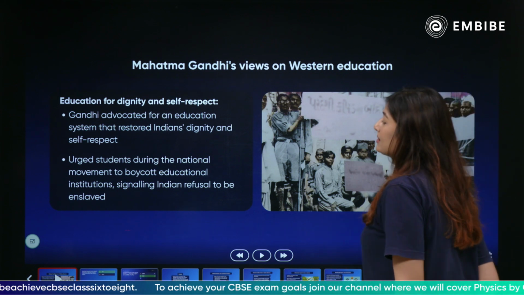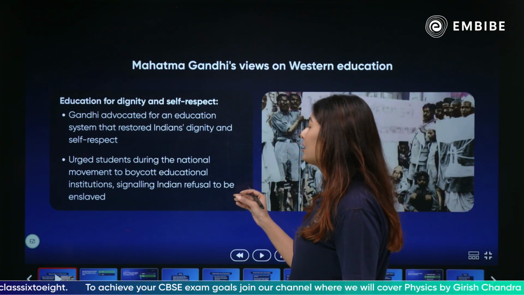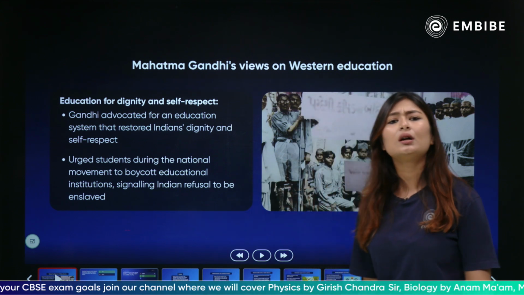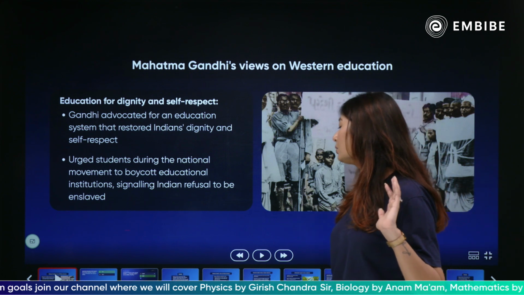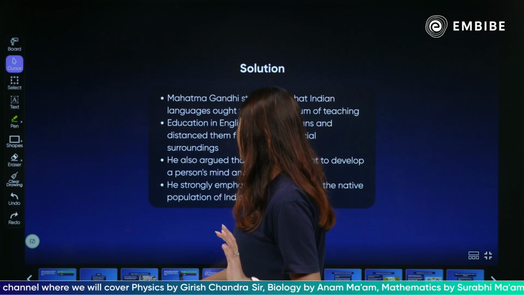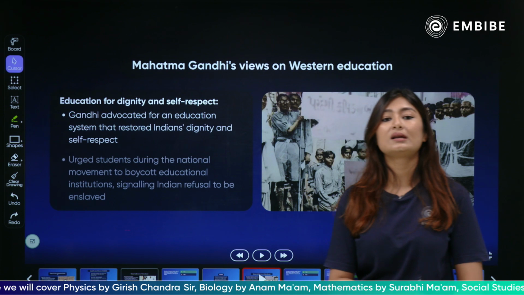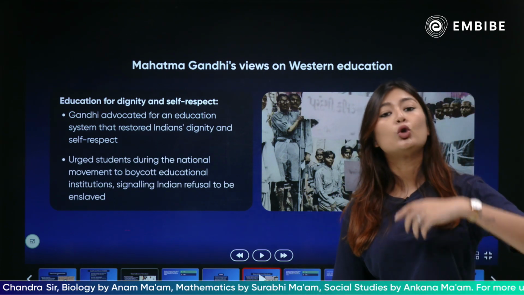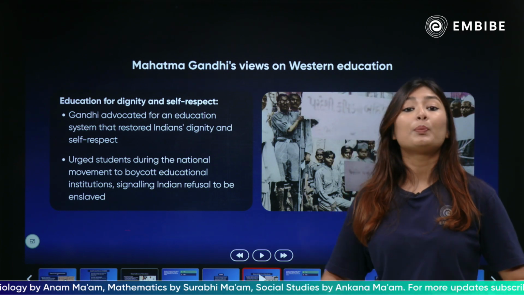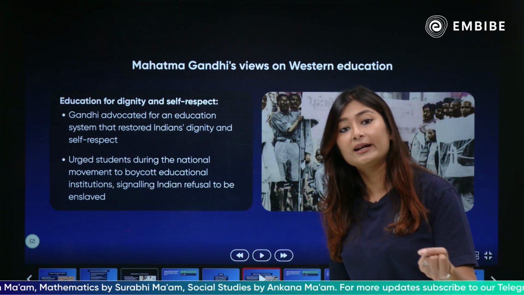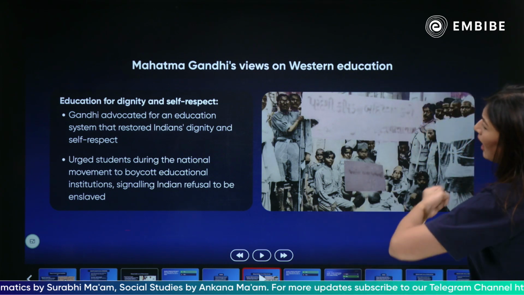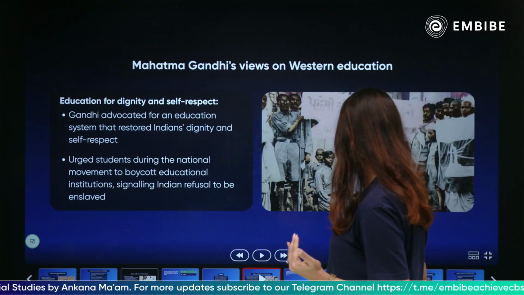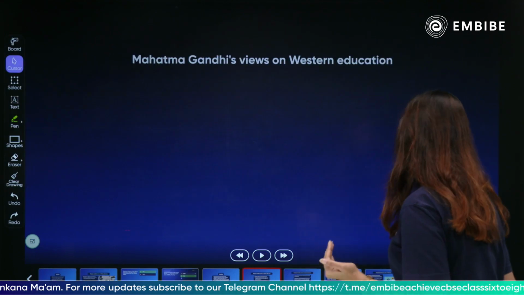He urged that the students during national movement boycott the education in these institutions, signaling Indian refusal to be enslaved. So he clearly said that when the students refuse to be a part of such a system, ठीक है, स्टूडेंट्स जब ऐसे सिस्टम का हिस्सा होने से मना कर देते हैं तो वो इस सिस्टम से बंधने से, उसके गुलाम बनने से भी मना कर दे रहे हैं. वो अपनी आज़ादी क्लेम कर रहे हैं. They are claiming their independence, they are claiming to be free, and that is what he advocated and that is what he wanted. Okay.